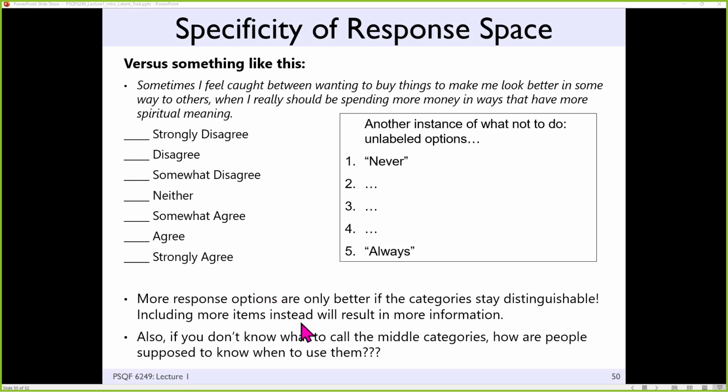Another thing that you may not find until after your study is that you need to change the labels. So something like this, strongly disagree, disagree, this is fine for a lot of stuff. But if you're dealing with a construct where everybody would agree to some extent, then 3 of these are never going to be used, and you really have a 4-point scale.